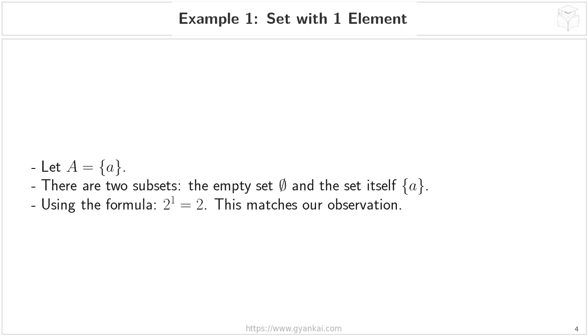Let's move on to our first example. As we discussed on the previous slides, we're trying to figure out how many subsets a set can have, and we've established the formula is 2 raised to the power of n, where n is the number of elements in the set. This is a good first step, and we'll build on this with slightly more complex examples in the following slides to really solidify our understanding.